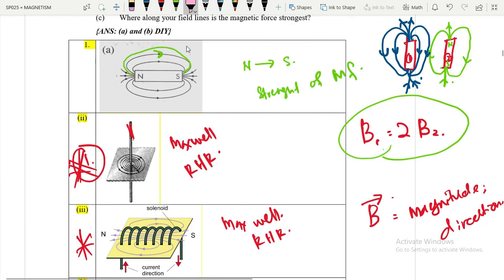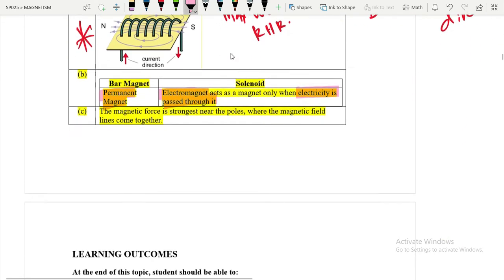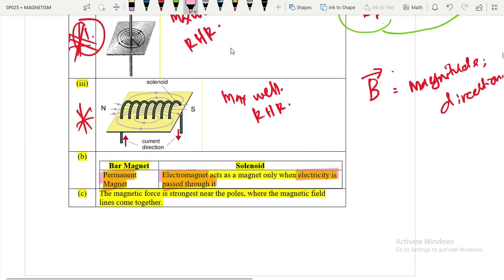Kan. Contoh macam ni kau tengok. Kan dekat sini. Dia punya line tu. Nampak? Kan kat sini. Dia punya line tu rapat. Nampak? Dia punya line dia rapat. So sebab itulah dia punya magnetic force at that point is the strongest. Okay, berbeza dengan dekat sini. Kan dia jarang. Nampak? So the magnetic force is strongest when at the pole of any magnet, either electromagnet ataupun permanent magnet. Okay, so clear.